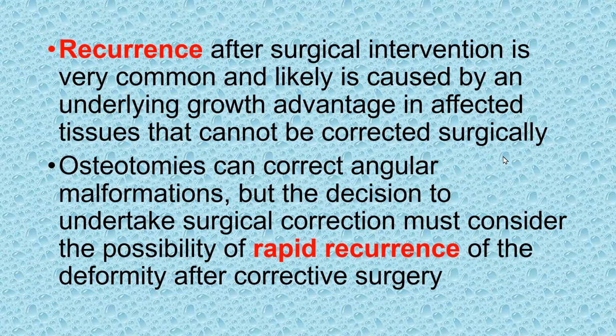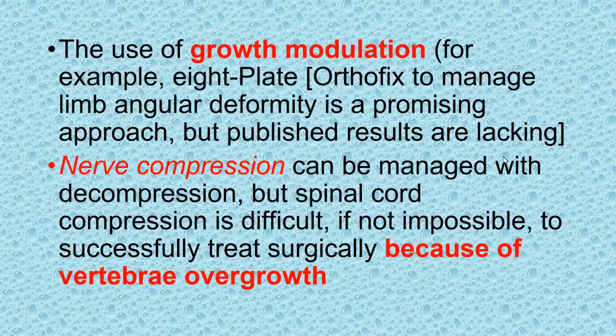And likely is caused by an underlying growth advantage in affected tissue that cannot be corrected surgically. Osteotomies can correct angular malformation, but the decision to undertake surgical correction must consider the possibility of rapid recurrence of the deformity after corrective surgery. The use of growth modulation, for example, 8-plate Orthofix, to manage limb angular deformity is promising, but published results are lacking.